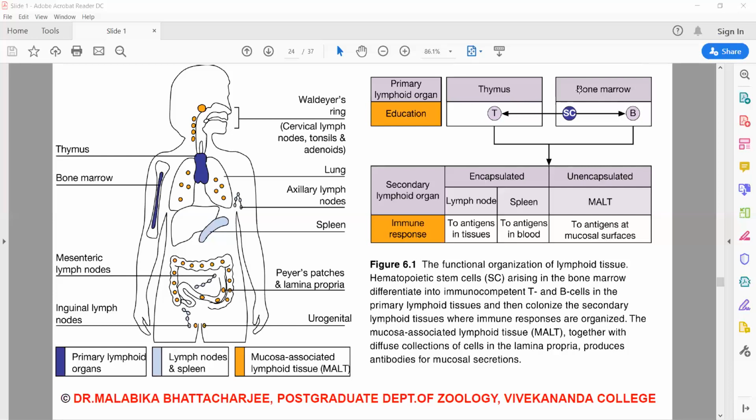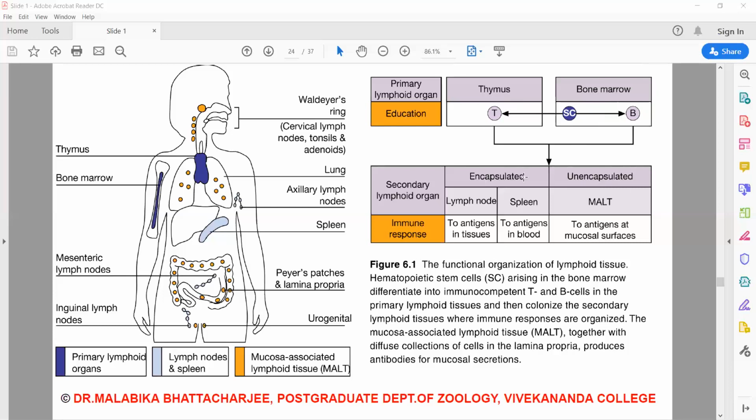The stem cells, on reaching the bone marrow, differentiate into the B lymphocyte, which stays in the bone marrow and matures in the bone marrow. But the stem cells destined to become the T lymphocytes migrate to the thymus, and once they are mature out there, the T and the B lymphocytes which mature then move into the secondary lymphoid organs.